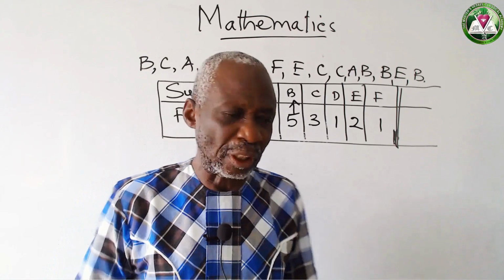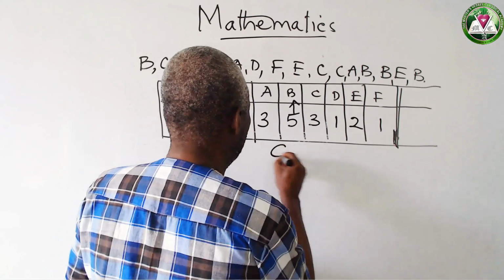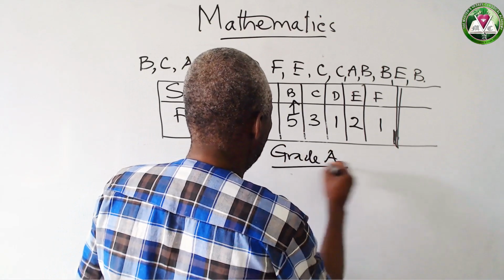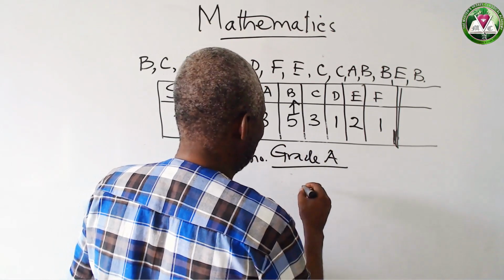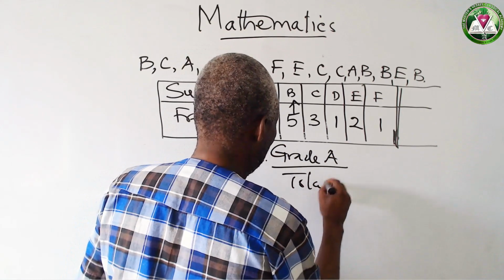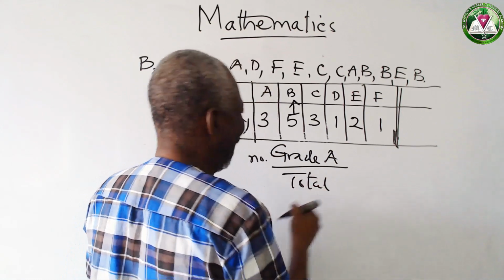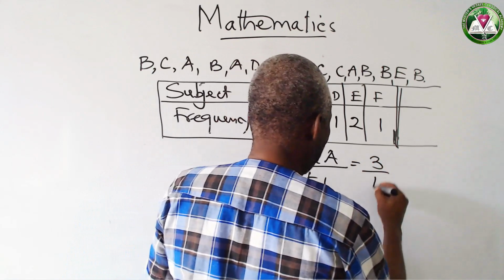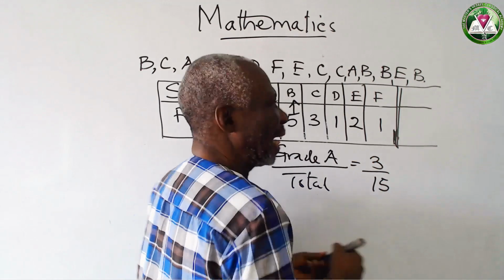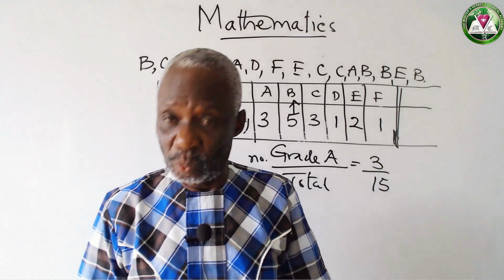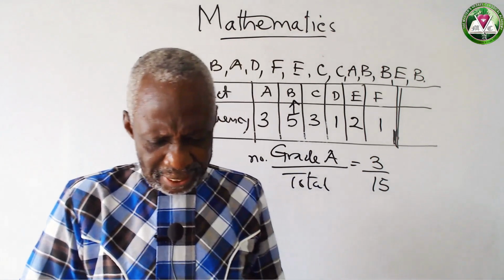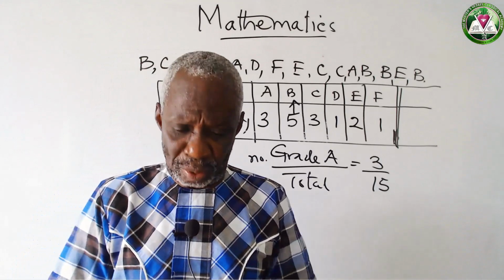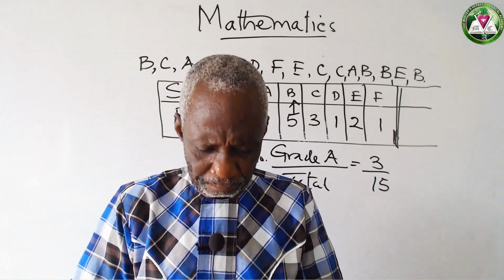Then express this in fractions. Grade A over total. So you now have the number in grade A over total. That is what they want. And here we had 3 for A, 15 for total. We cannot leave the fraction like that because it is not stable, as we agreed. We have to reduce it to the lowest term. And of course, you know that the answer will be 1/5.